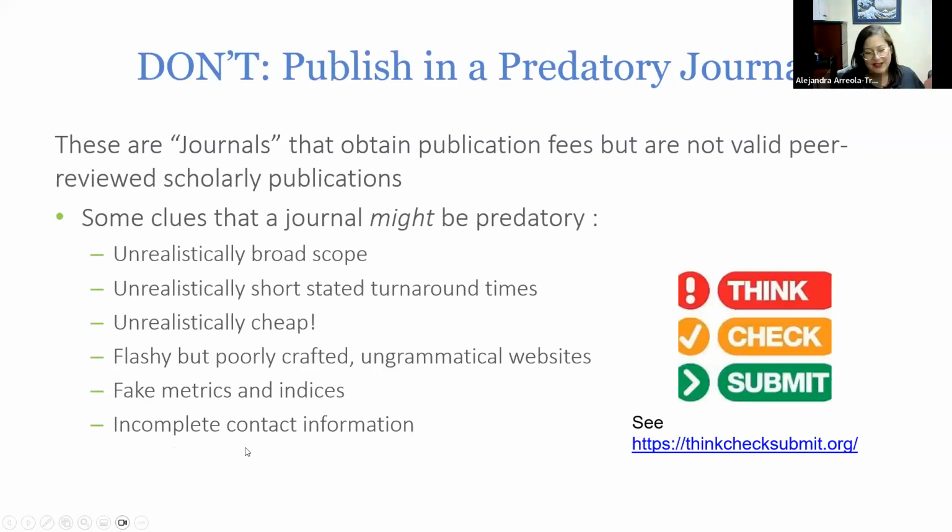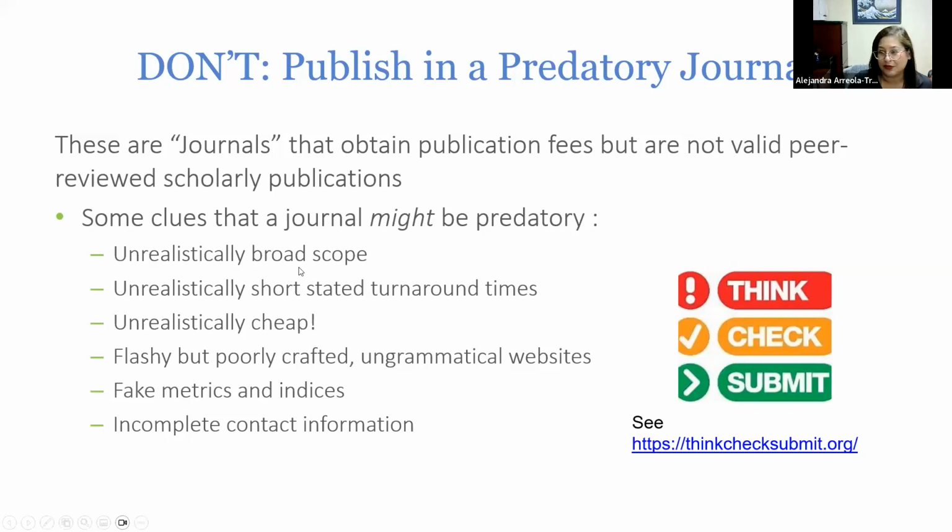And of course, we all know this, don't publish in a predatory journal. These are journals that obtain publication fees, so they will charge you. Usually they're cheaper than legit journals, but these are not valid peer-reviewed scholarly publications. So you have two red flags here. It's going to be unrealistically cheap, and it's going to have unrealistically short turnaround times. Why do they have these short turnaround times? Because they don't do peer review. So they can publish your paper in a couple of days.